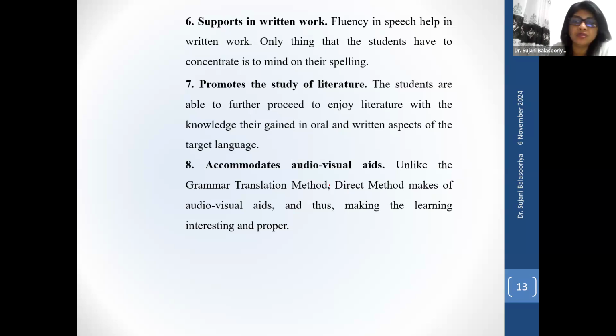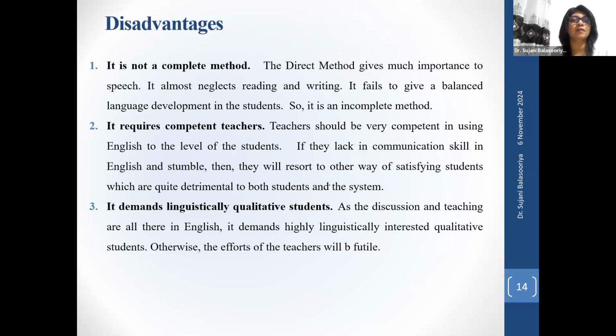And in the video, you are going to see the teacher using audiovisual aids. Actually, visual aids are used. Even audio, both audiovisual aids are possible, right? And that is a direct contrast between GTM and this one.